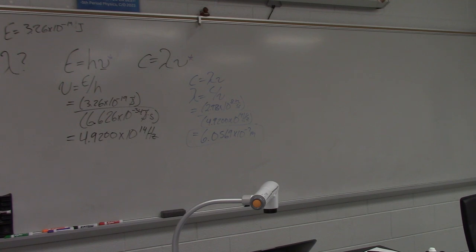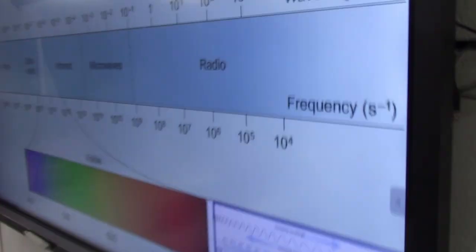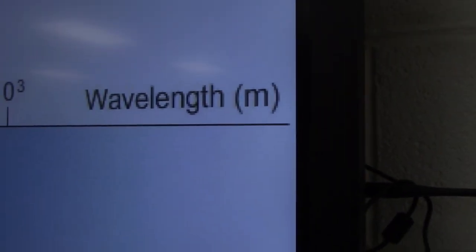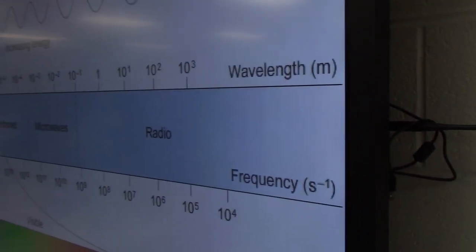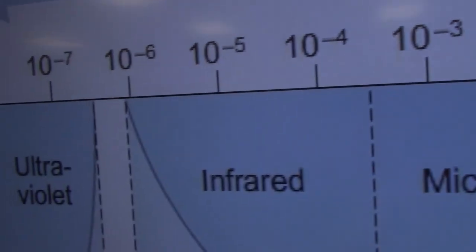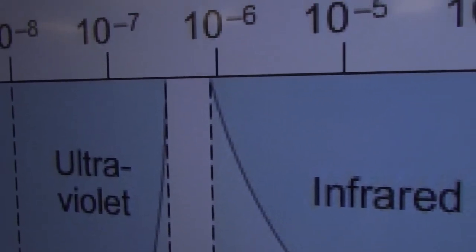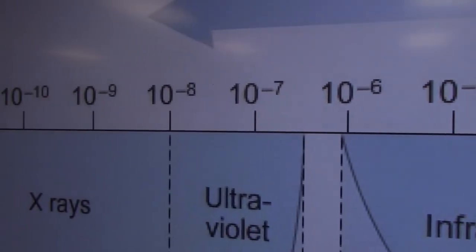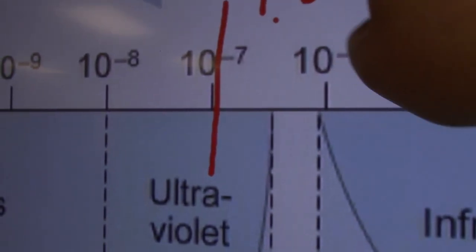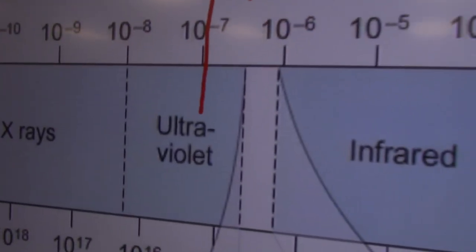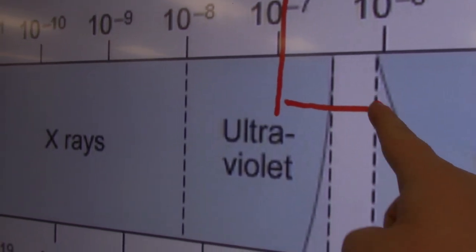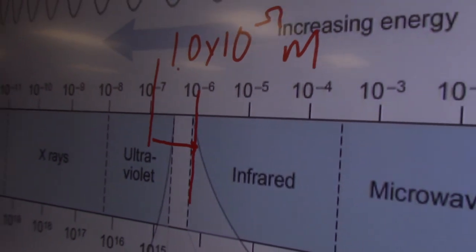All right, now look at the electromagnetic spectrum, because here comes the fun part. Remember, what unit do I have right now? I have meters. I'm going to start here at the top. We are at 6.0569 times 10 to the negative 7. When I see this negative 7, that does not mean that's where it's at. This right here is 1.0 times 10 to the negative 7 meters. So we have times 10 to the negative 7 from here all the way to this point where it turns to negative 6.